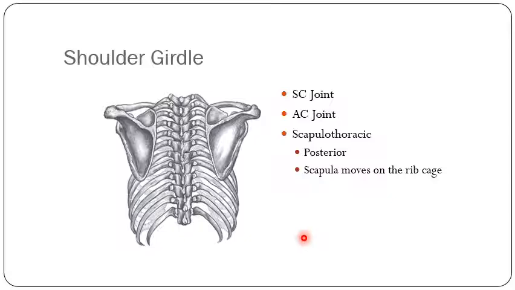So again, we have the SC joint, we have the AC joint, we have the scapulothoracic joint. That's on the posterior, and that's where the scapula moves along the rib cage. The scapula has to have movement along the rib cage in order to optimize what goes on at the glenohumeral joint.